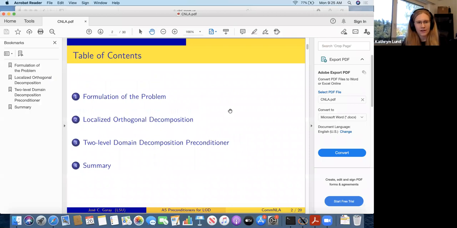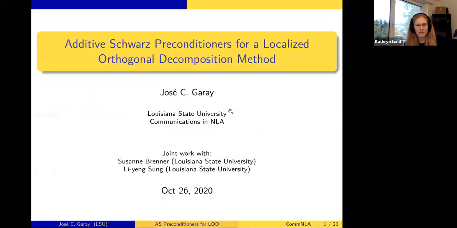Okay, so next up we have José Garay. He completed his PhD in 2018 at Temple University and now works as a postdoctoral researcher at the Center for Computation and Technology at Louisiana State University. His work focuses on domain decomposition, high performance computing, asynchronous algorithms, amongst several other directions. He will speak today on Additive Schwarz preconditioners for a localized orthogonal decomposition method. So José, the floor is now yours.